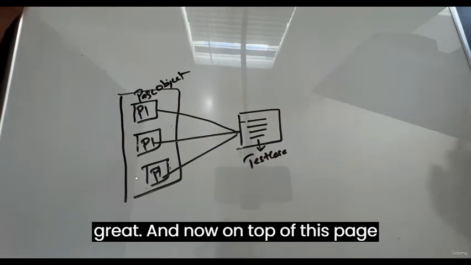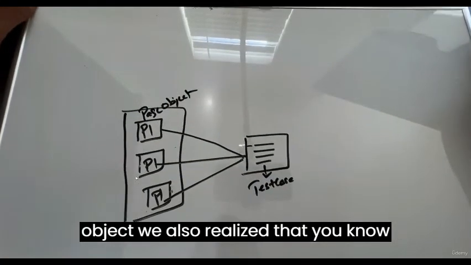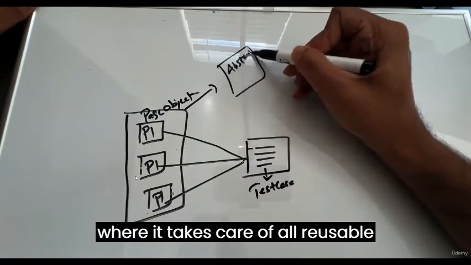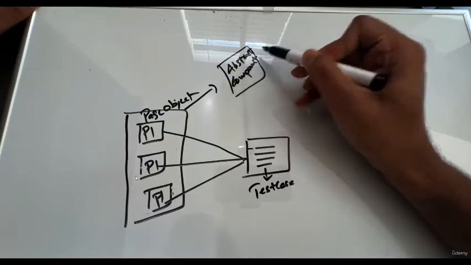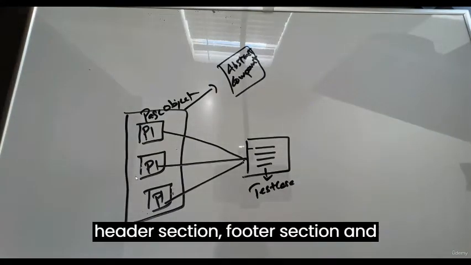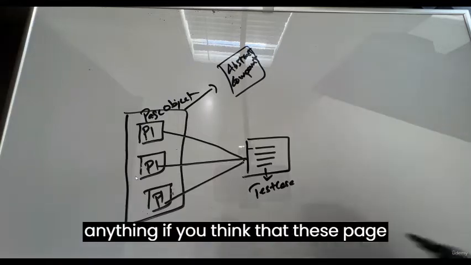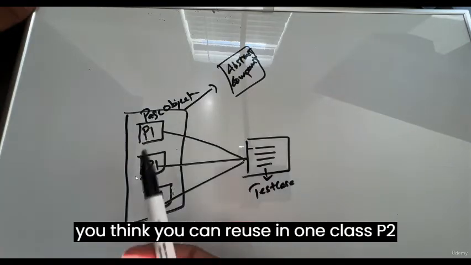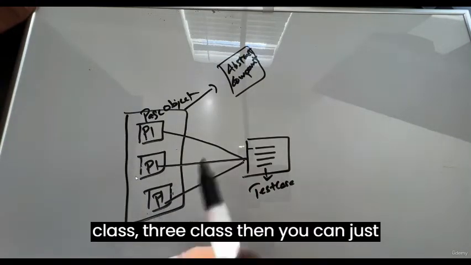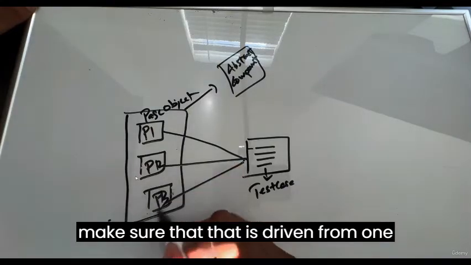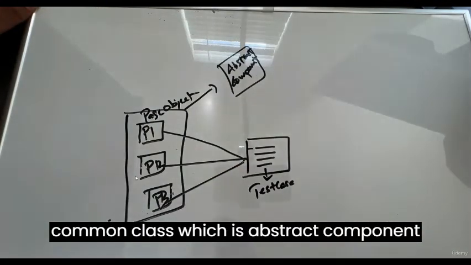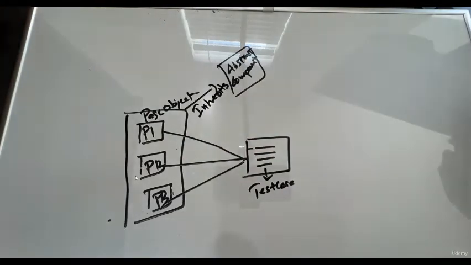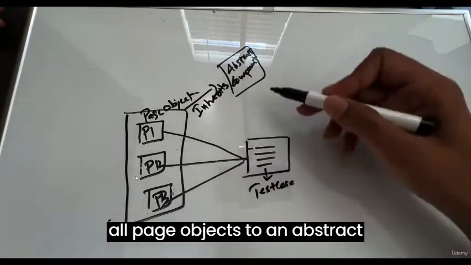Great. And now on top of this page object, we also realized that there is one abstract class that takes care of all reusable stuff, right? Like wait for page to be visible, go to cart page, header section, footer section, and anything you think these page object classes can reuse. If there are any 4 lines of code which you think you can reuse in the P1 class, P2 class, P3 class, then make sure that they are driven from one common class, which is the abstract component, and all your classes inherit from the abstract component. So this is how you are maintaining the common objects of all page objects in an abstract component.